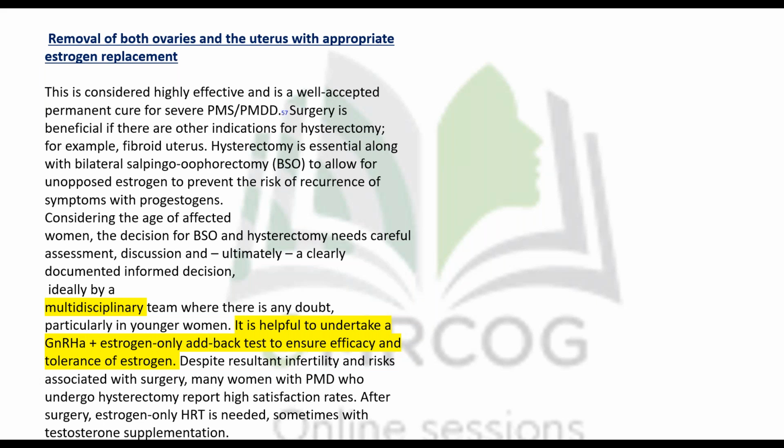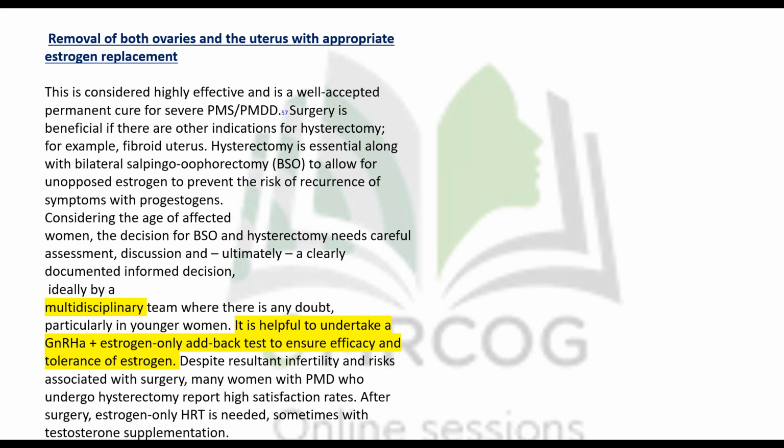And then if there is any doubt, especially in younger women, it's helpful to undertake a GnRH analog plus estrogen-only add-back therapy to test and ensure efficacy and tolerance of estrogen. Because a woman after removal of her ovary and her uterus will need HRT to protect her bone, her cognitive function, her cardiovascular system. So she will need hormonal replacement therapy, and it will be only estrogen. So the lady will have the GnRH analog plus add-back.